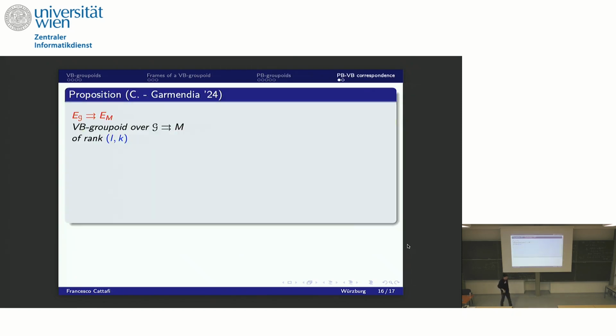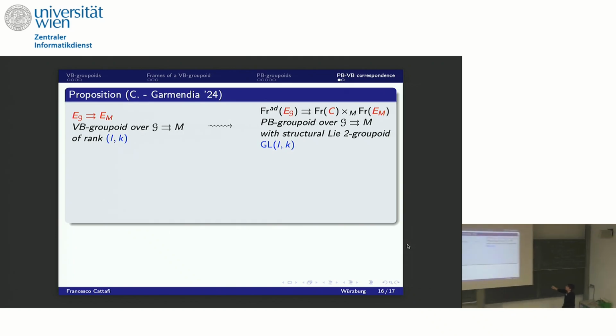But altogether, if we look back at the correspondence we had at the beginning, we wanted to start now not with a vector bundle, but with a VB-groupoid of a certain rank. And we have constructed what should now be the frame bundle of this vector bundle, which is this object that we have defined above, which is a PB-groupoid, which has a structural Lie 2-groupoid GL. On the other hand, one can also go to the reverse arrow. Before, the arrow was defined as the construction of the associated bundle.